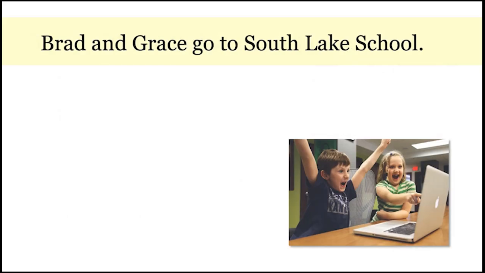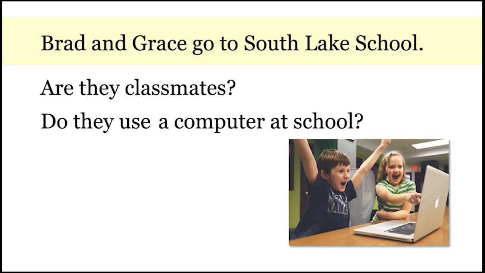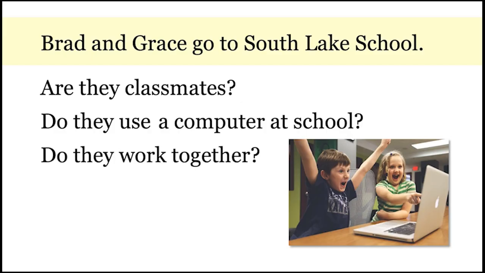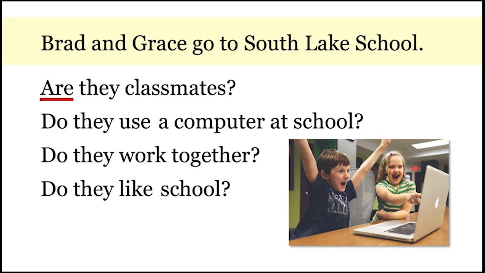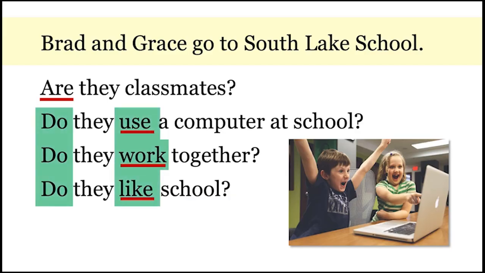Brad and Grace go to Southlake School. Are they classmates? Do they use a computer at school? Do they work together? Do they like school? Notice the first question. Are they classmates? There's no do or does here because this is the be verb. But look at these other questions. They all have another verb, use, work, and like. To make these questions, we need the main verb, use, work, or like in the simple form and a do at the beginning.